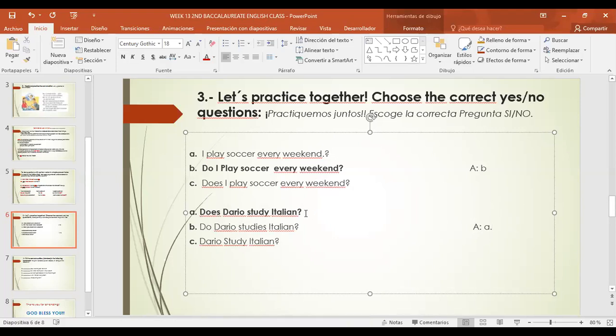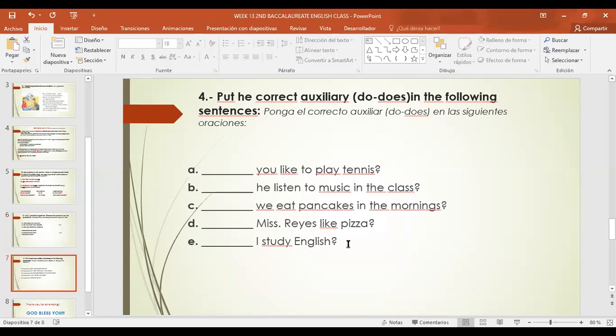I said at the beginning, guys, I'm going to send you by WhatsApp all these slides in order to check and analyze them as many times as you want, okay? So finally, this is the homework, okay? This is the homework. You have to try to do it by yourself, guys, okay? Put the correct auxiliary, do and does, in the following sentences.